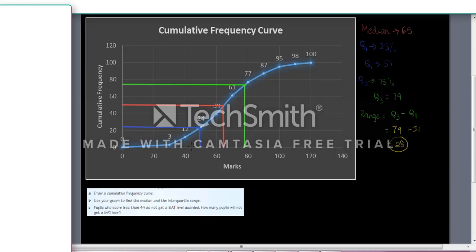So this reading approximately comes out to be 18. So which means I know that the answer for part C, as in the number of students who did not get a SAT award, is 18 students were not awarded the SAT. So that brings us to the end of this question. We have drawn a frequency curve and then we've interpreted information on the basis of the frequency curve.